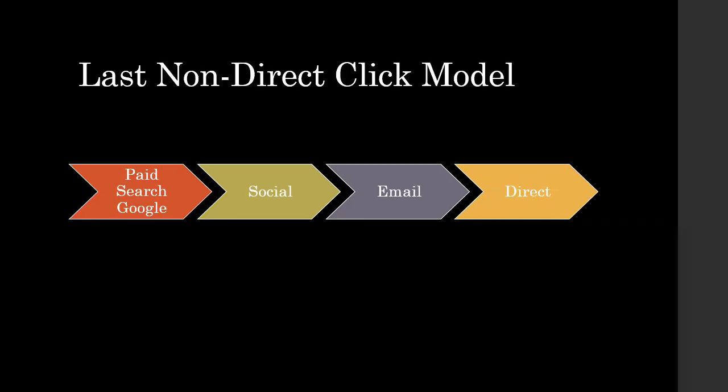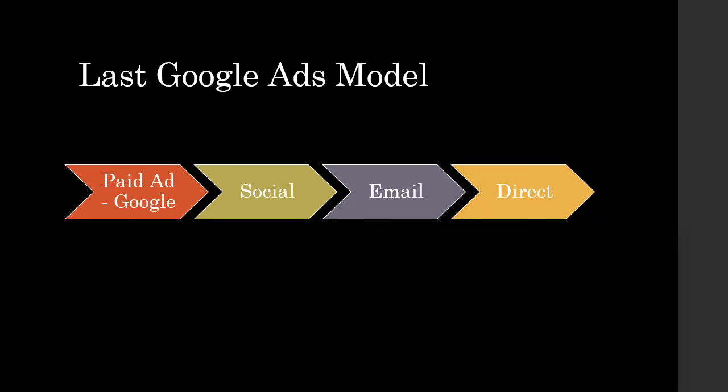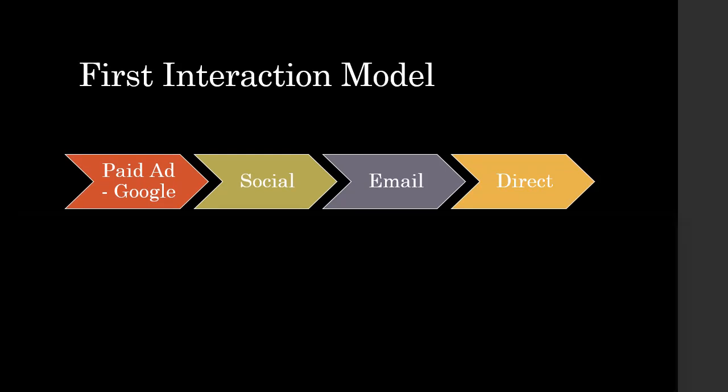In the last non-direct click model, all of the credit goes to the channel closest to the sale, which is not direct. In our case, that'll be email. In the last Google Ads model, all the credit goes to the last ad on Google that the user interacted with. All the other channels are ignored. In the first interaction model, the first touch point, the first channel that brought the customer to your website, receives 100% of the credit. In our example, that's the paid ad on Google.